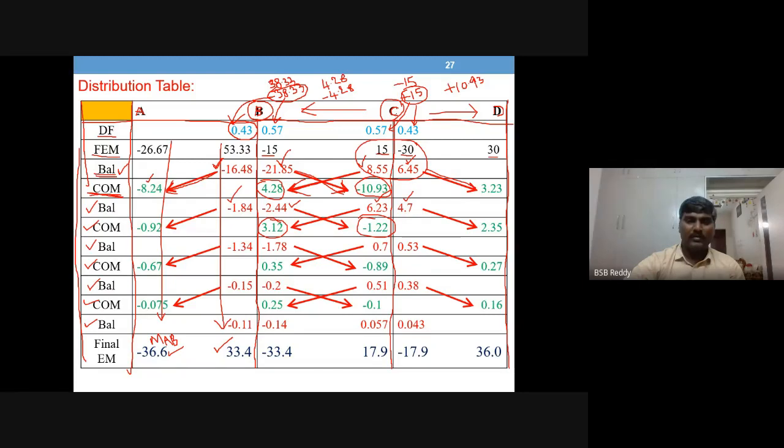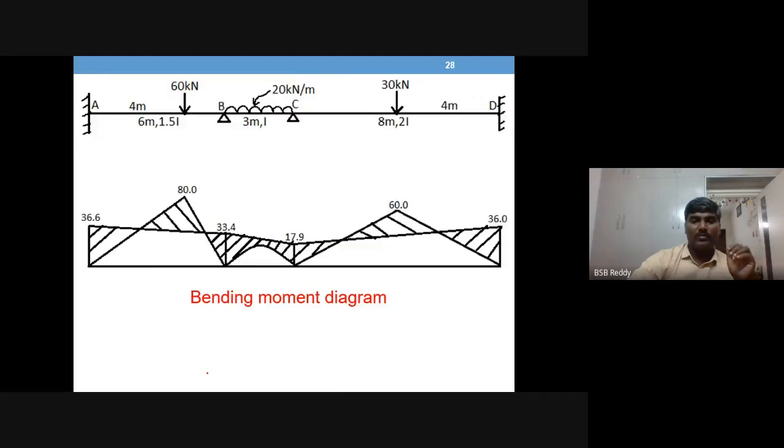Same here, you add from minus 15 all these values, according to their sign. So you shall get exactly opposite sign with the same value. Same here, add all these values, get this. Add all these values and get this end moment. So this is MAB, MBA, MBC, MCB, MCD and MDC values. This completes the moment distribution process.